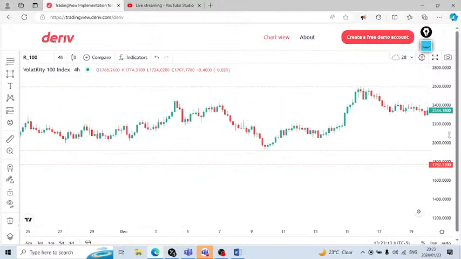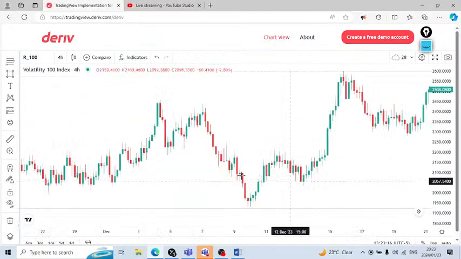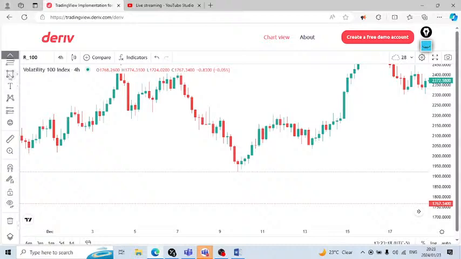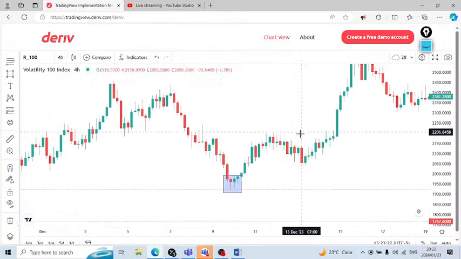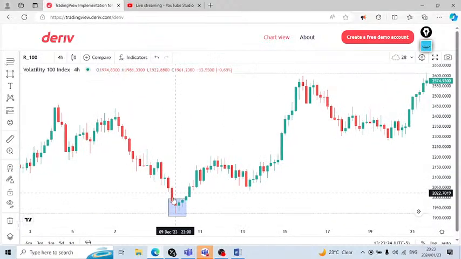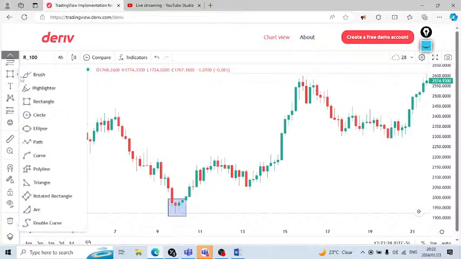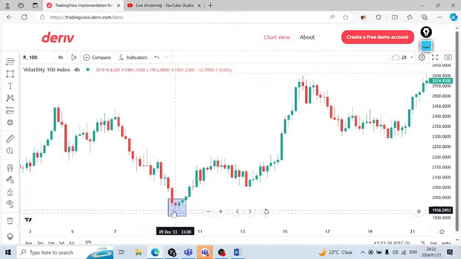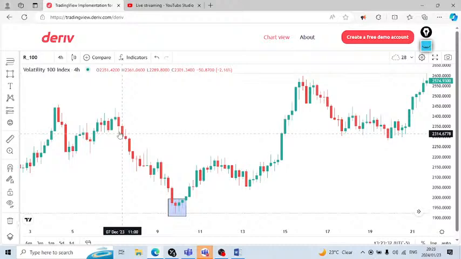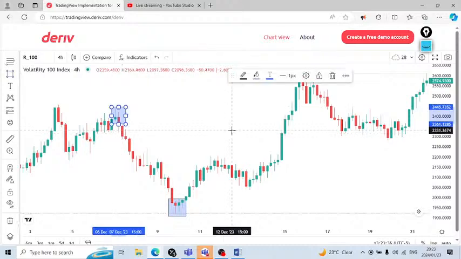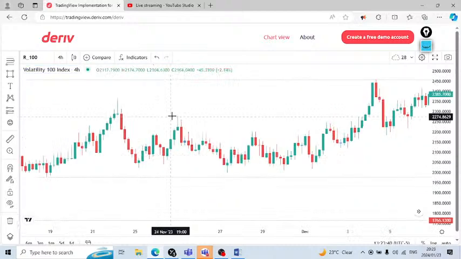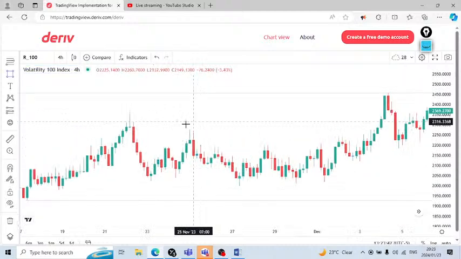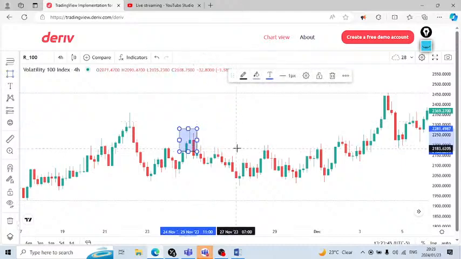Here I can see we have a hammer candle at this particular level, and what then happened here? Price reversed once there was an appearance of these rejection candles. Some people call them rejection candles, but they are just pin bars. And here again, we also have a pin bar. And what happened? Price reversed. Let's look for more examples. This one is a pin bar, and price reversed.